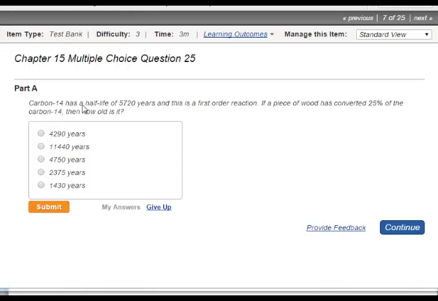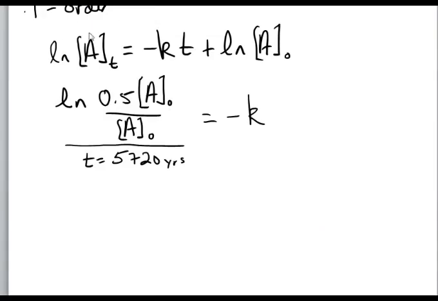So our strategy is going to be to calculate what the rate constant is for the reaction, given that it has a half-life of 5,720 years, and then just do it for 25%, not 50%. Okay, so I've written this out. This is first order, and so it's the same thing we just did.